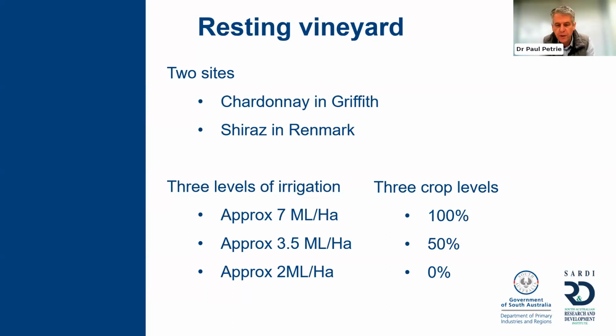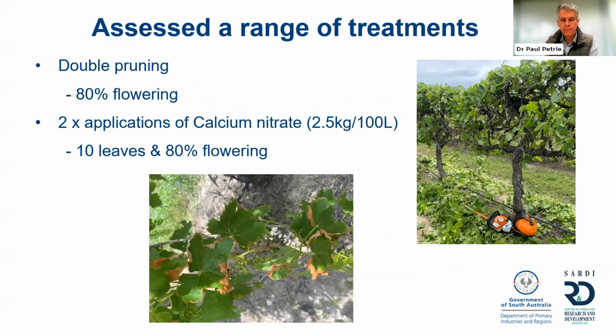We also investigated 3 crop levels that we imposed manually, by chopping the fruit off. I say we, it wasn't really me, it was a lot of the helpers that ran the trial. They went through and manually removed 50% or all of the grapes, because when we were setting up the trial, we didn't know exactly what technique was going to be the most effective. So we assessed a range of different treatments.